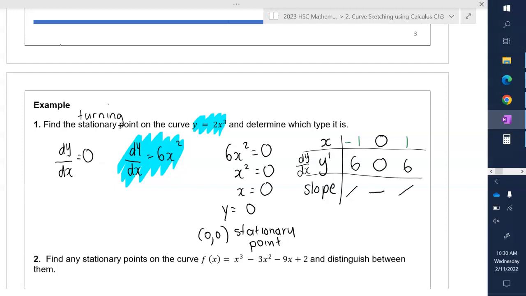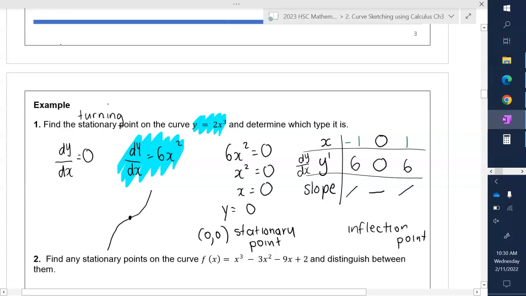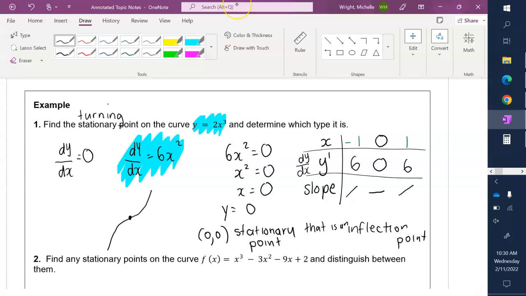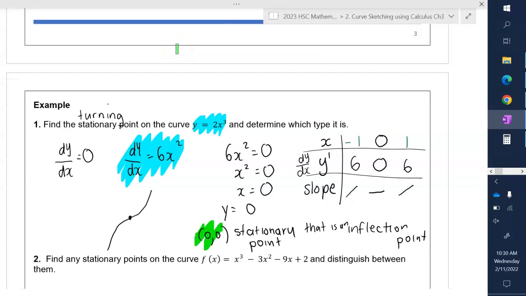So we can see that if here was our turning point, to the right we're sloping in the positive direction, and to the left we're sloping in the positive direction. So it is an inflection point. To be a little bit clearer, I'm going to write (0, 0) is a stationary point. All right, that is an inflection point, and that's what I want my answer to be.